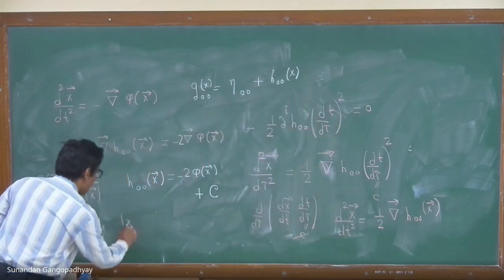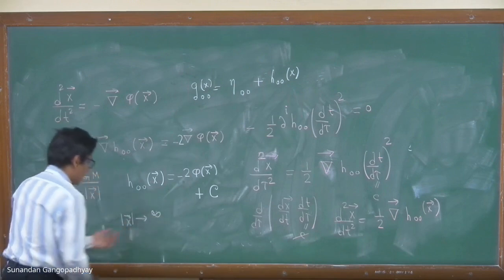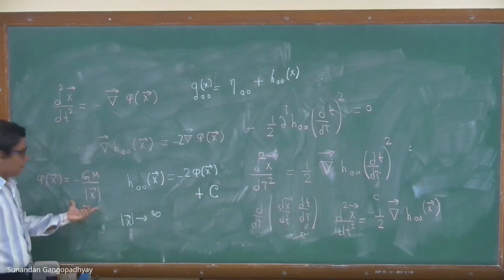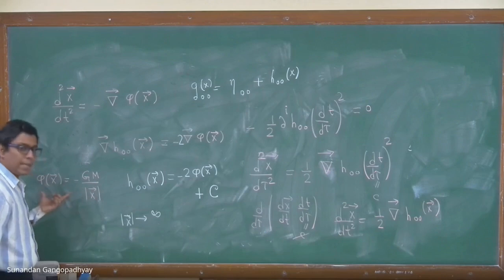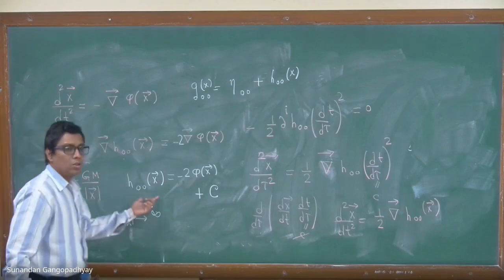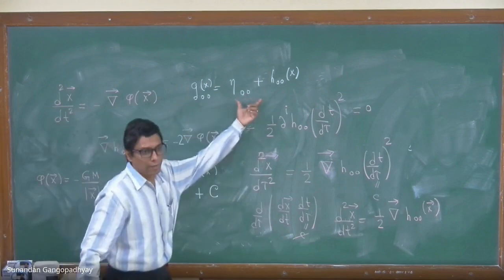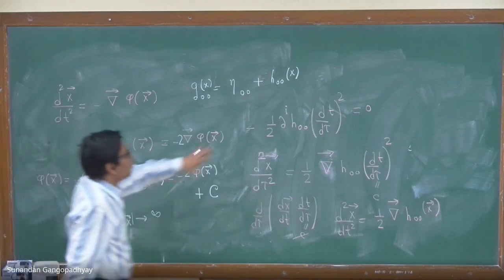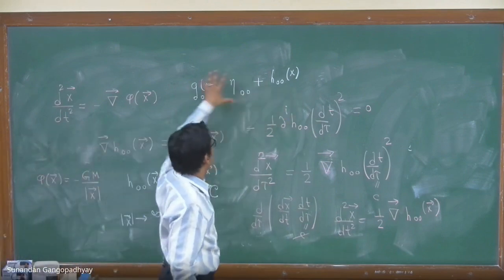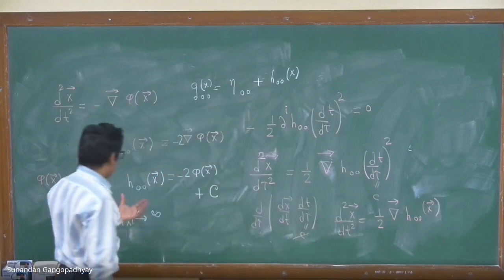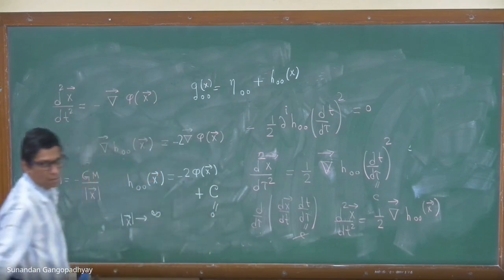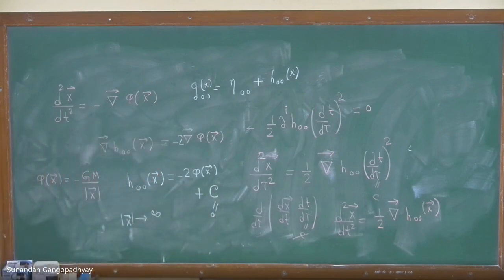So for mod x vector going to infinity, phi of x goes to 0. And h00 should also go to 0, because the metric should go to the flat metric far away from the source. So it should go to eta 00. Therefore this is 0, and the constant is 0. We fix the constant.